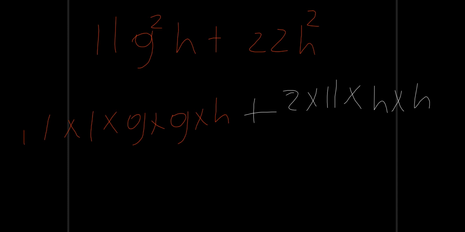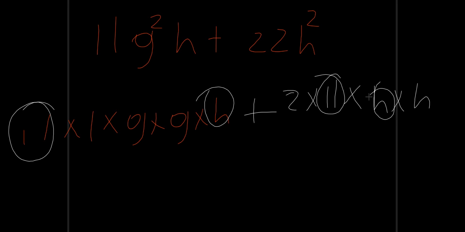And so what we could do is circle what are the common things in each expression, or each term, or each side of the expression. So 11 and 11, we have h and we have h. We don't have anything else. No more common things. So we just pull out what is common.